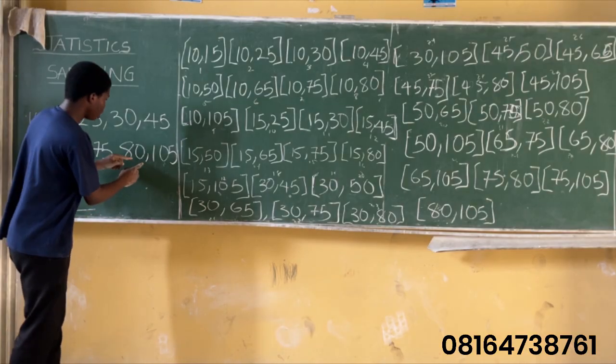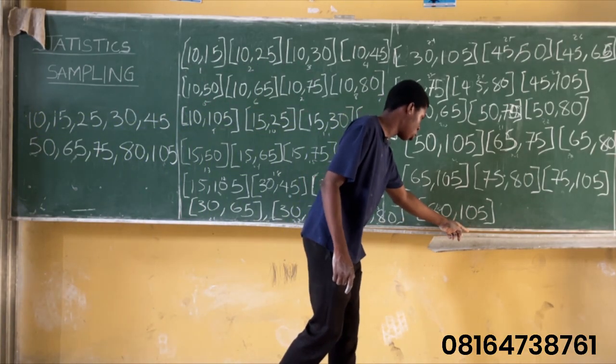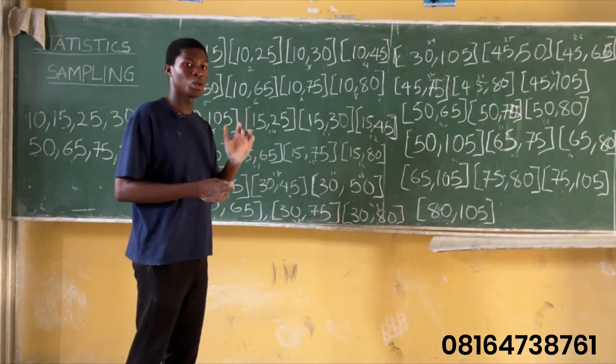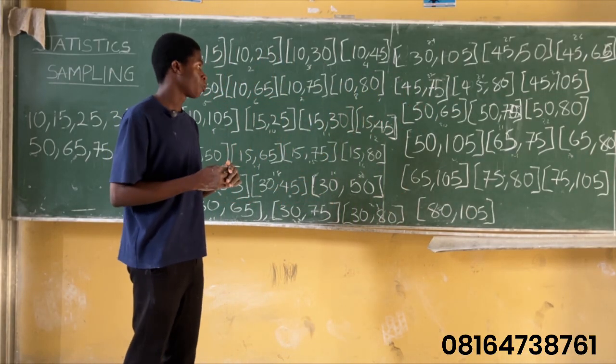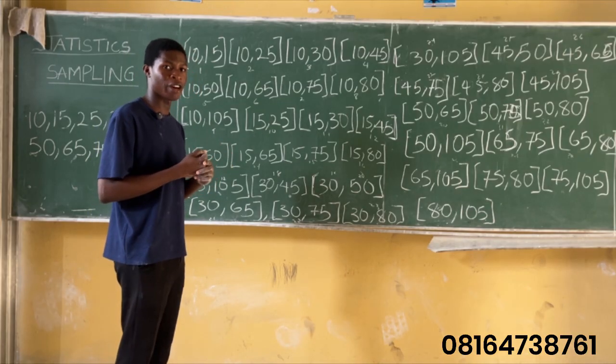So this is 80 and 105. This is where our equation stops. This is where our whole setting stops. And the whole total sample size is going to equal 45 samples. If you do that, you are definitely going to get 45 samples.